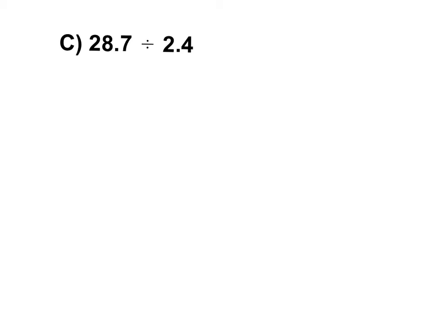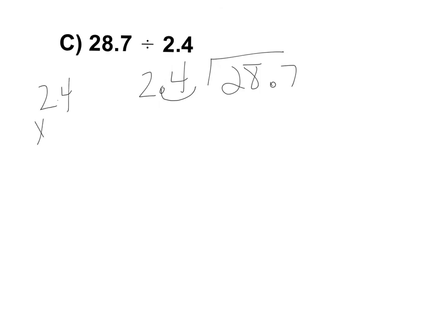28.7 divided by 2.4. Here we go. 28.7 divided by 2.4. Okay, well, we got to multiply that 2.4 by a power of 10. In this case, multiplying it just by 10 is all we have to do to move that over one place, right? Equals 24. And when we move the decimal over on the divisor, we got to do the same thing over here in our dividend. Move it to here, and then go up. There we go.